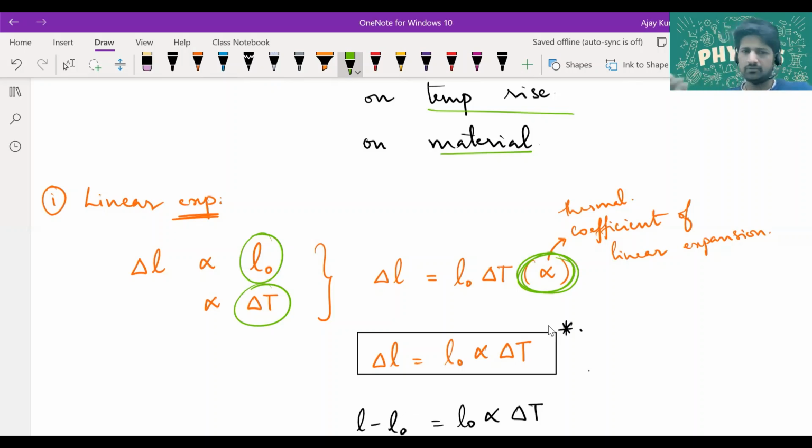Okay, they will have to give you alpha in the question. If it's a steel object that they're asking about, they'll have to give you alpha value of steel so that you can substitute and find out the final length. Or they can give you the expansion, original length, and temperature change and ask you how much is the alpha of steel. Such questions can be asked. Any one of these can be asked.